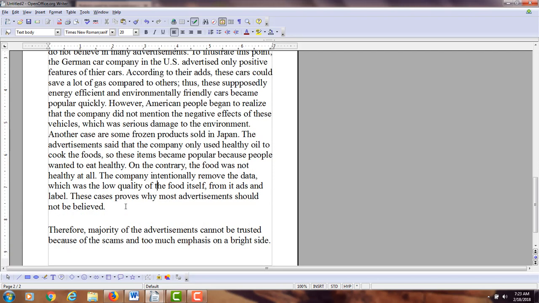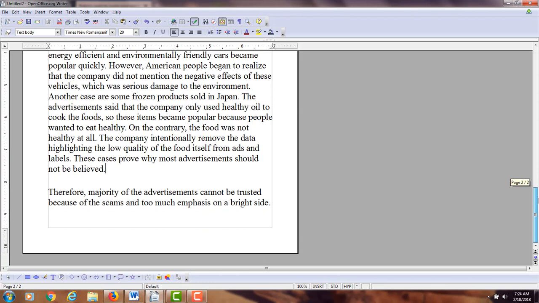The company intentionally removed the data, I'm going to say, highlighting the low quality of the food itself. No commas needed here. From ads and labels. These cases prove subject-verb agreement. So these cases prove why most advertisements should not be believed.